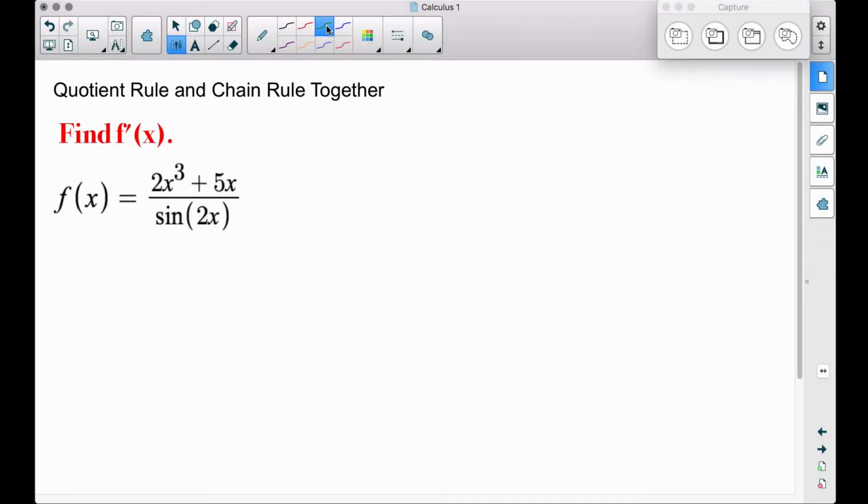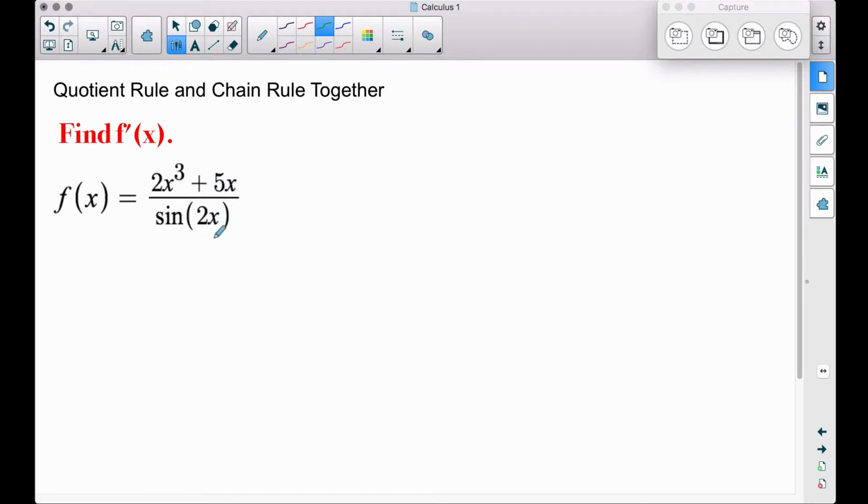In this video, we're going to find the derivative of a function where we need to use the quotient rule and the chain rule together. Here's our f of x, and we need to find f prime of x. Notice we have a quotient here, so we have a low and a high, as I refer to them when I apply the quotient rule.